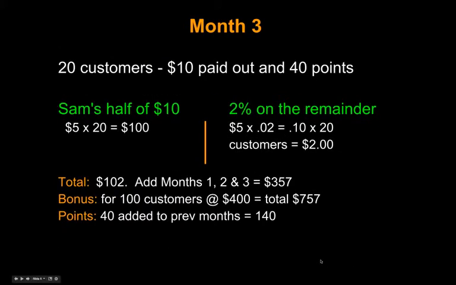20 customers again. 40 points again. You earned $102 plus you add what you made from the months prior. So that comes again this month. So the 102 added to the 255, 357. That's how we get that. Now you had 100 customers in month 2. This month you got 40 more customers.